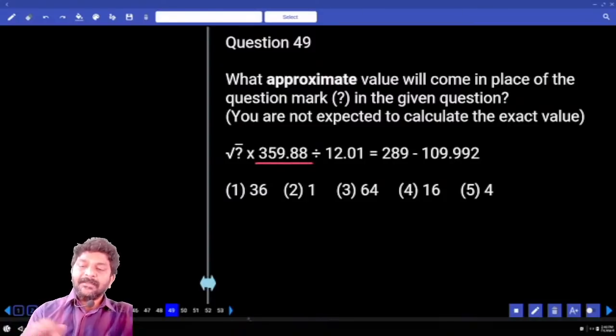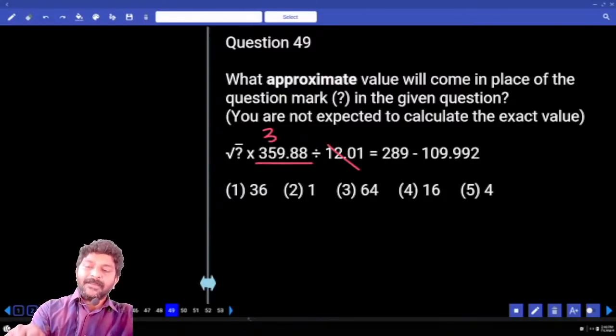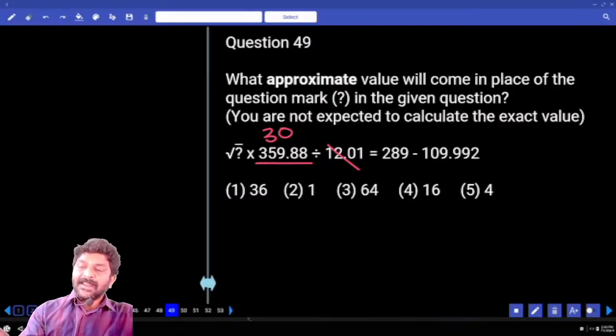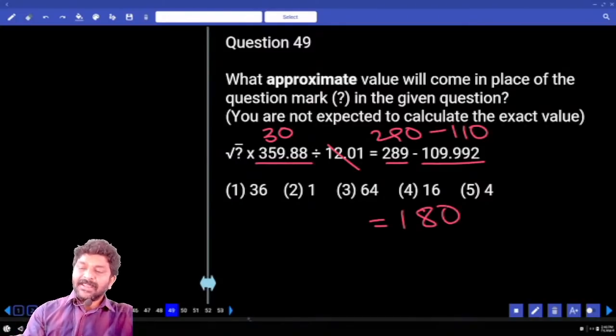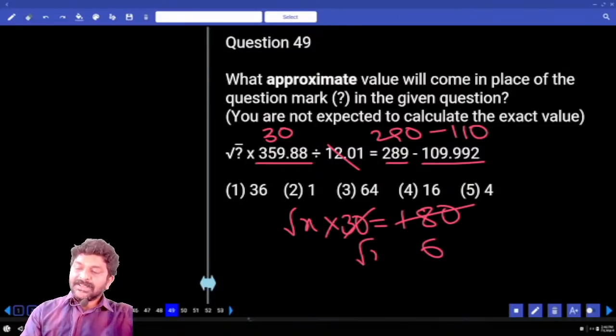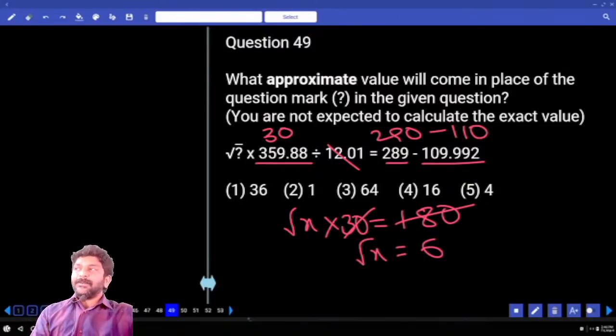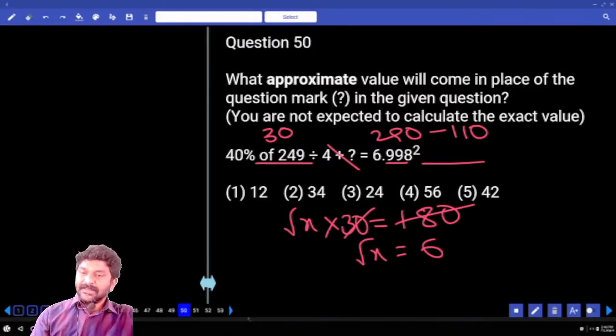Right. This can be treated as 360 divided by 12. How many times is that? 30. Right hand side 289 minus 110. That can be 1, you can treat as 290, no problem. 290 minus 110, answer? Right hand side 180. Left hand side root x into 30 is there. 30 how many times? So root x is equal to 6. x is equal to 36.